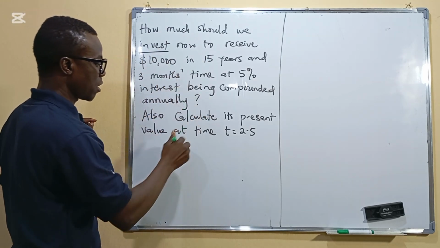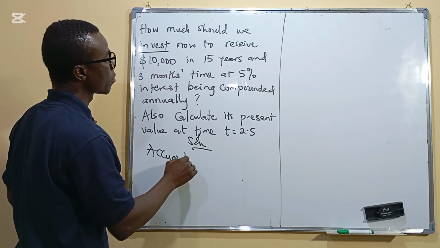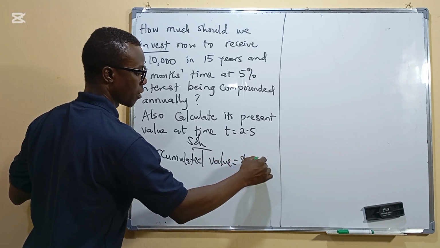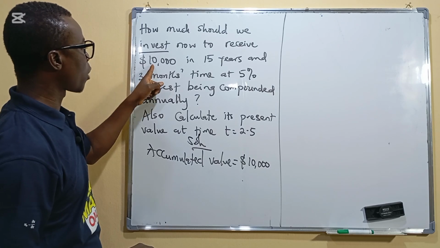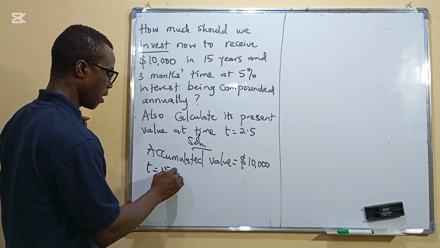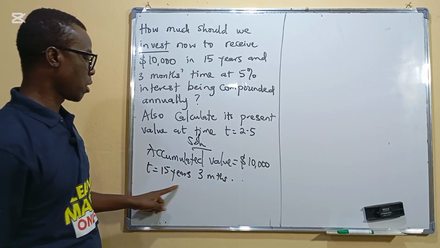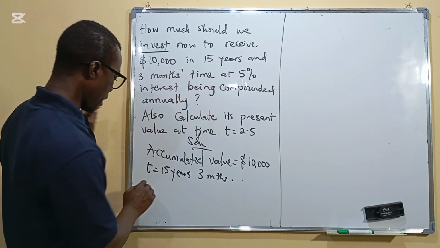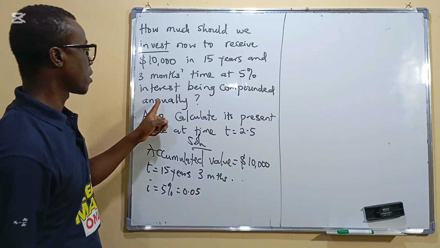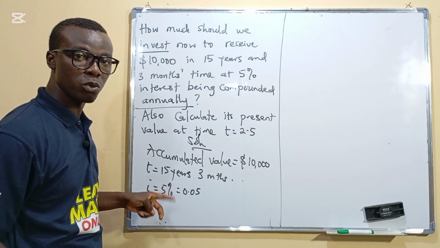So here, bringing out these parameters, I'm going to see that this is my accumulated value, which is 10,000 US dollars. I want to accumulate this amount in 15 years, 3 months. So what's the duration? That's 15 years, 3 months. And at a rate of 5%, which is the same as 0.05. And then we can see that it is being compounded annually. So since it's being compounded annually, this can be converted to years.